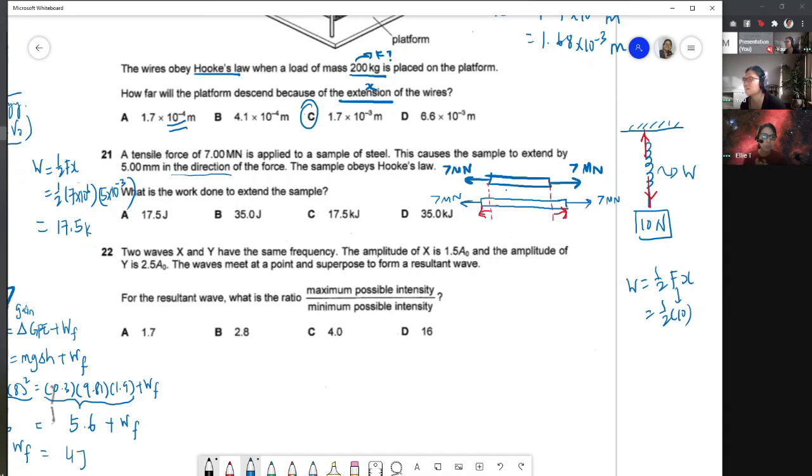I actually think that this question is so unclear, because then the answer will be C. But if I extend 5 mm to the left and right, then the answer will be D already, right? So we really don't know. They didn't really say whether this one is 5 mm. This is a wait-for-examiner-report question.